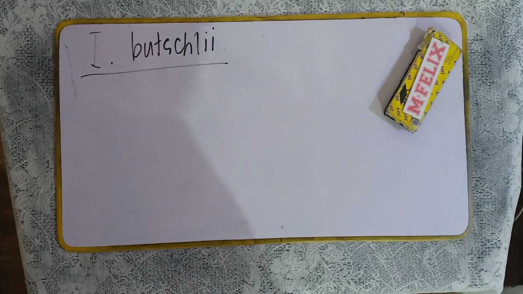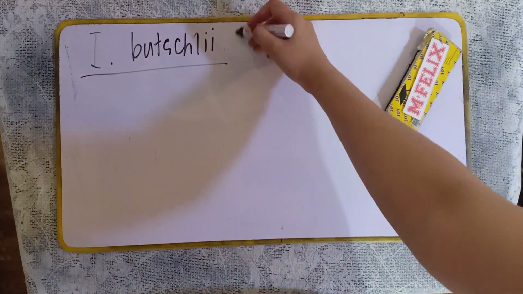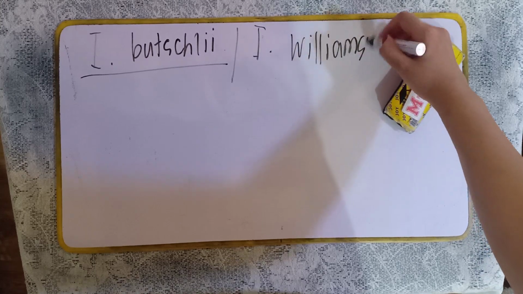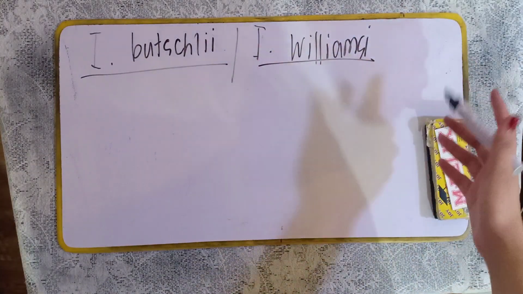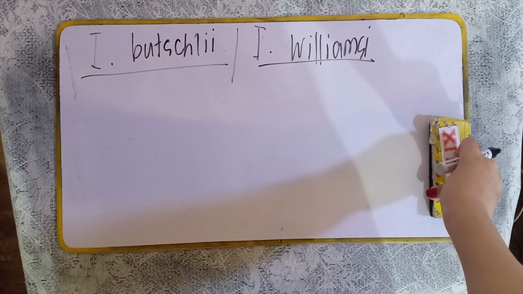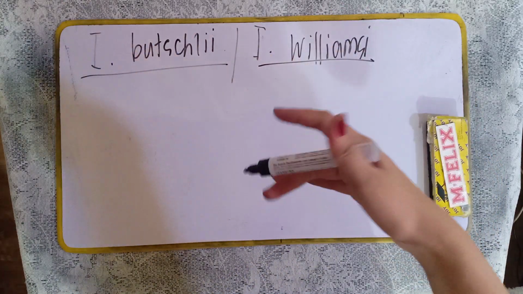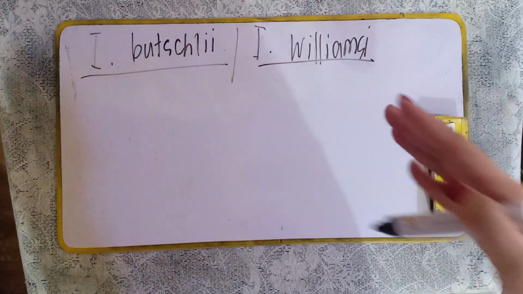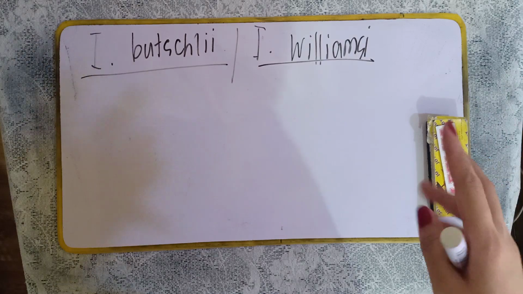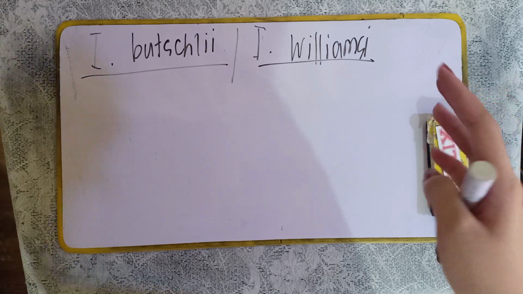And then next, we have Iodamoeba bütschlii, also known as Iodamoeba williamsi, or you can also call it Entamoeba bütschlii or Endolimax williamsi. It usually inhabits the large intestine of man and pigs also. Now it is actually very unique when it comes to its morphology, because they have a very large vacuole that is stained with iodine.